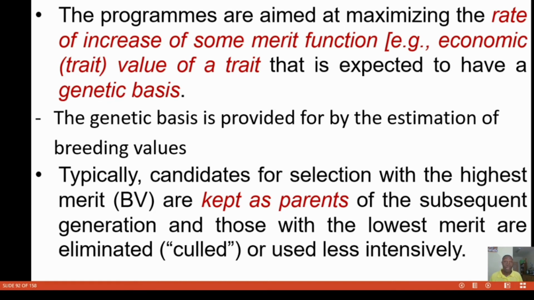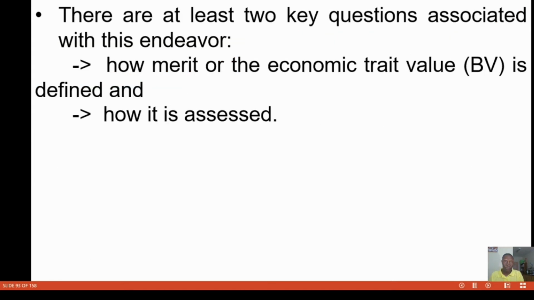Because here, the candidates for selection for the highest merit or breeding value are kept as parents in the successive selection from generation to generation. And those with the lowest merit are actually culled, they are put aside, they are eliminated, or they are used less intensively. Because when you're crossing parents, remember, the cardinal rule is crossing good with good, meaning crossing those candidates with the highest breeding value, highest heritability. All right?